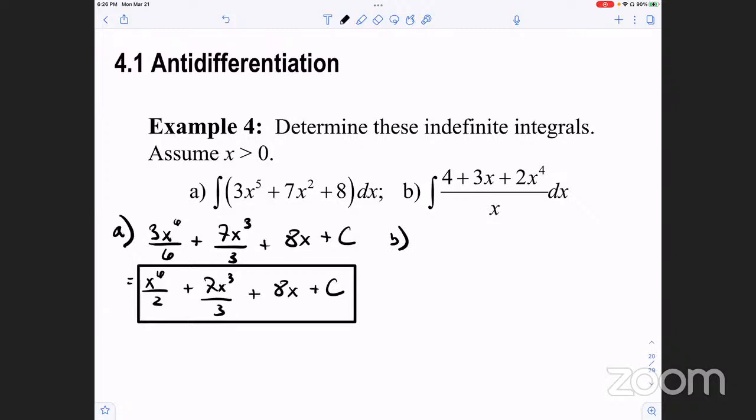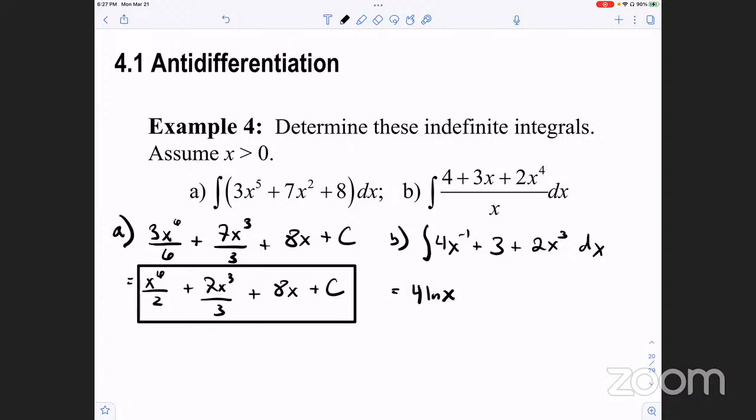I am tempted to distribute. Since we're dividing by a monomial, we can kind of distribute, right? So this is going to be the same as 4x to the minus 1 plus 3 plus 2x cubed, in the integral, of that dx, okay? So then that's going to be, now remember we said that x to the power of -1 was a special case, so that one's going to be natural log.